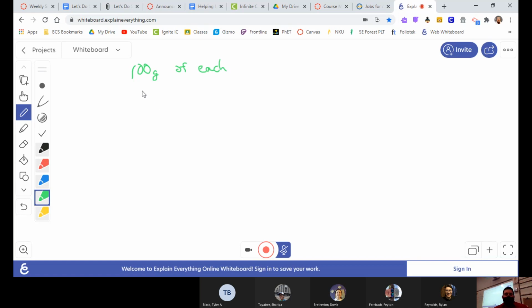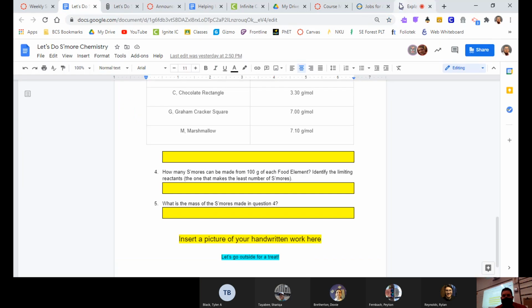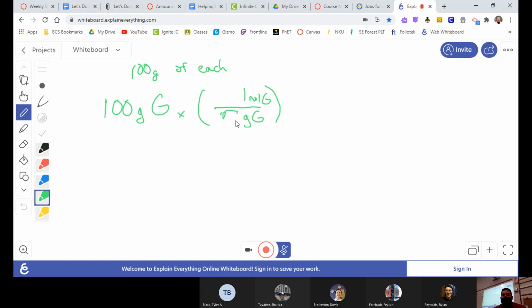Okay, so if I have 100 grams of graham cracker, look at number 3. How many grams of graham cracker are in 1 mole of graham cracker? Exactly 7. All right. There are 7 grams of graham crackers in 1 mole of graham cracker.